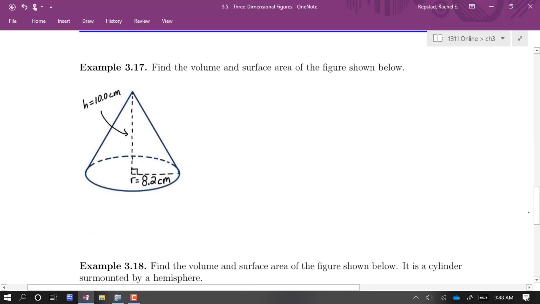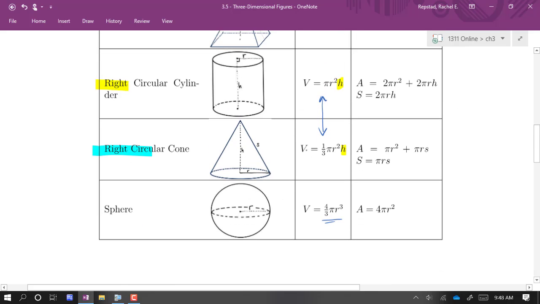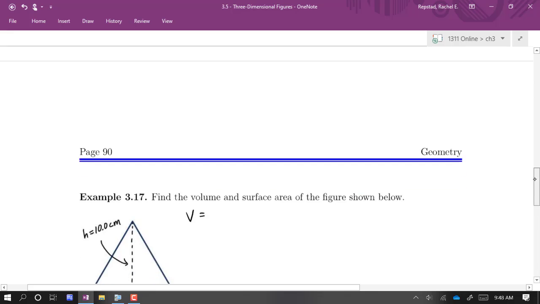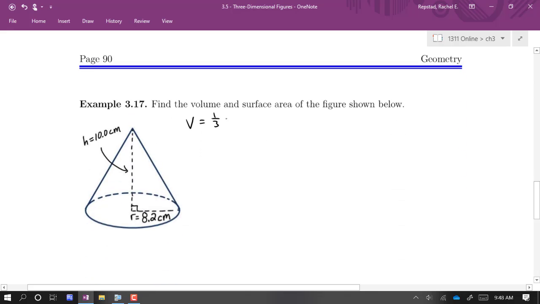Let's begin by finding the volume and surface area of this cone. It's a cone, so I'm going to go to that page and pick out the formulas I need. For a cone, the volume is 1/3 pi r squared h. And we have the measurements that we need, right? They gave us basically everything we need to get the volume. So 1/3 pi times 8.2 centimeters squared times the height of 10 centimeters.